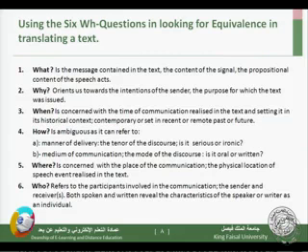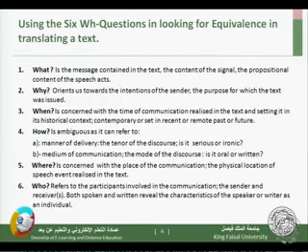The second question, you ask yourself, why? Why am I translating this? Now, the question why orients us towards the intentions of the sender, the purpose for which the text was issued. You need to ask yourself, why did the writer write this message? Or why is the speaker saying this? So you need to ask yourself always why he is saying this and why he is writing this.